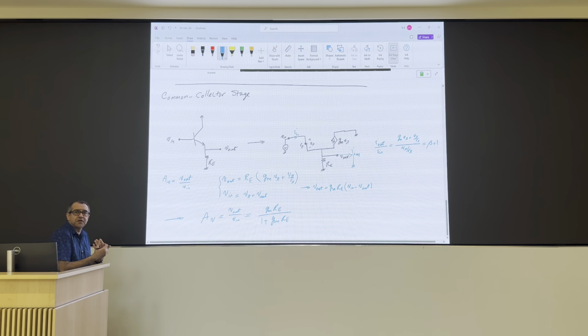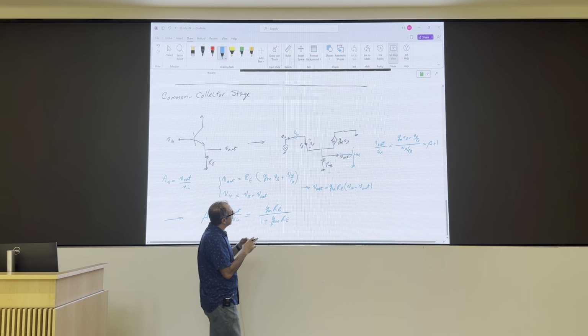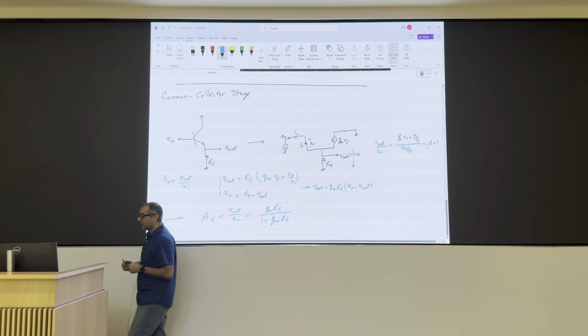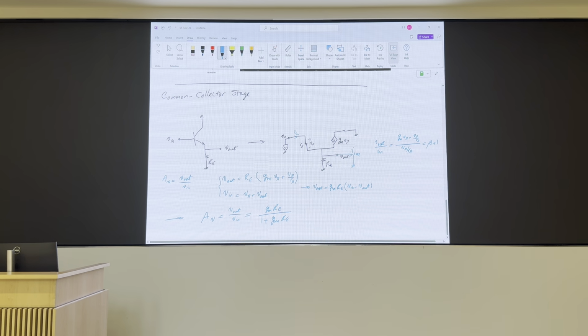What about the other properties of this amplifier? I'd like to know the input resistance. So let's get rid of this short here, that's a different circuit. I have to know the input resistance.